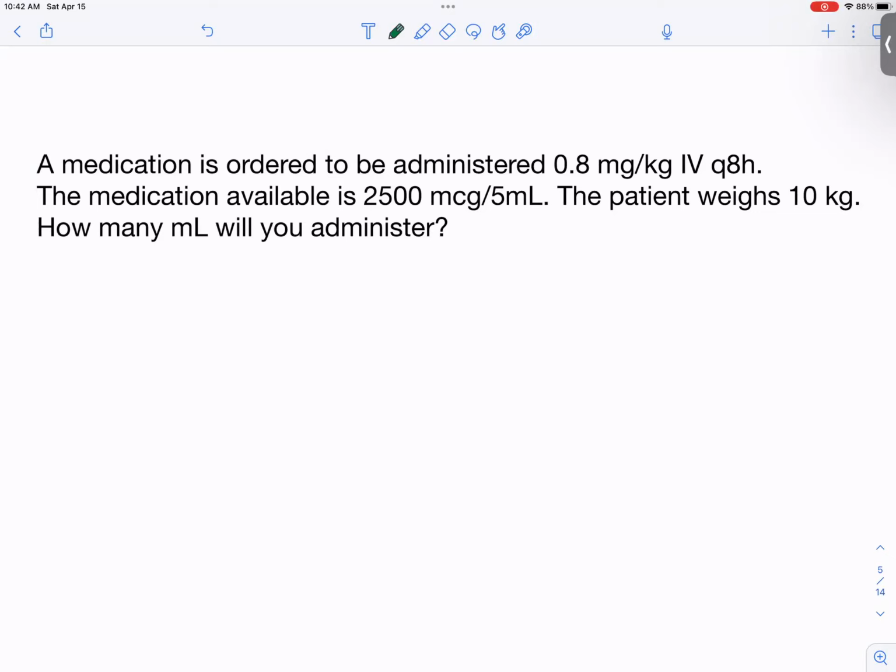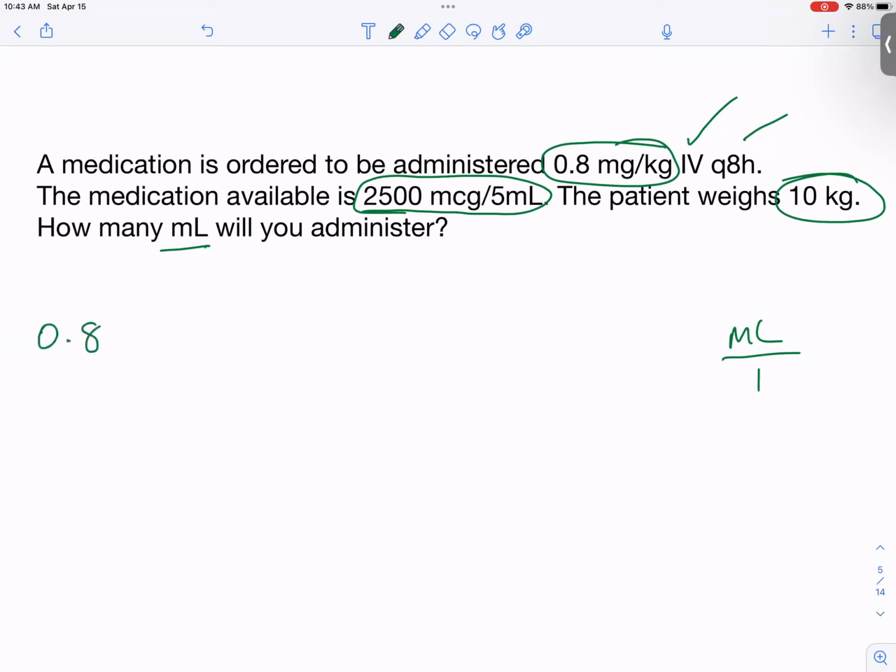Medication is ordered to be administered 0.8 milligrams per kilogram. It is going to be given intravenously every 8 hours. It's available in 2,500 micrograms per 5 mL. The patient weighs 10 kilograms. This one tells you how many milliliters will you administer. Milliliters. Dose factor. Doesn't matter where you start. Let's get rid of kilograms. 10 kilograms over 1 gets rid of my kilograms.